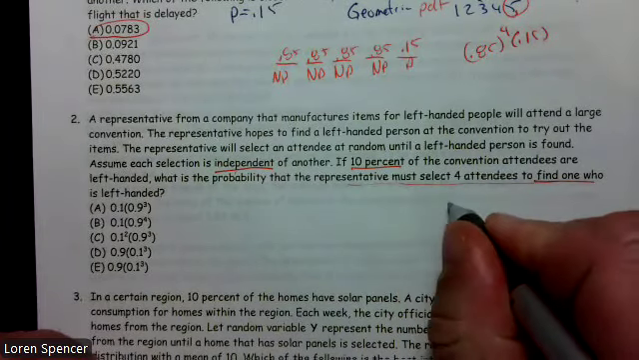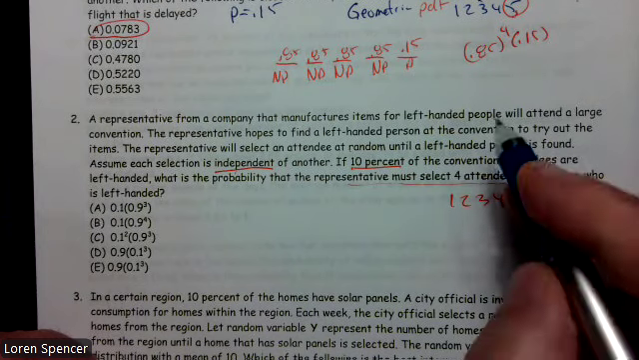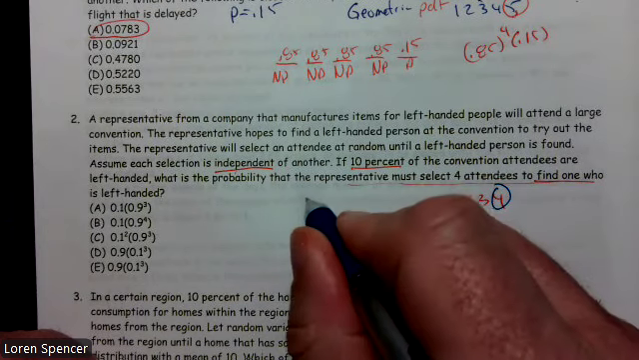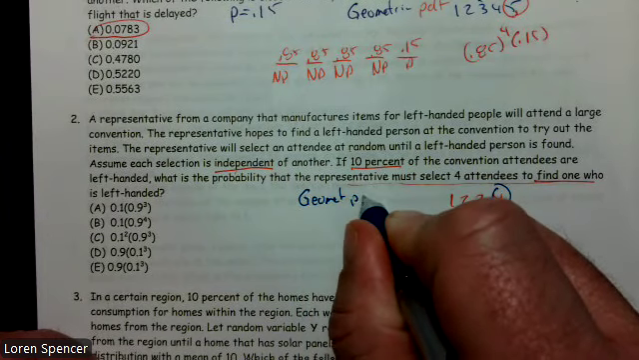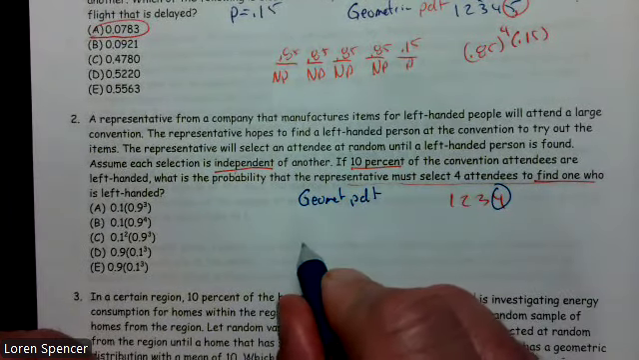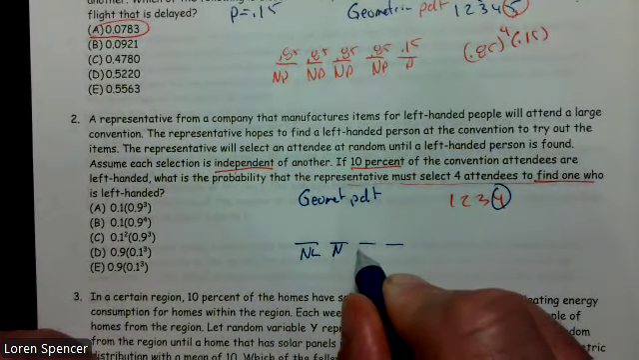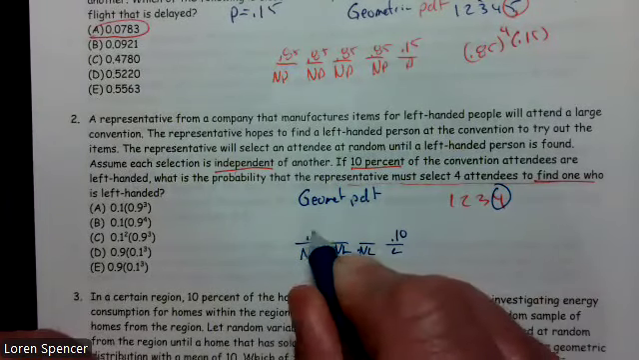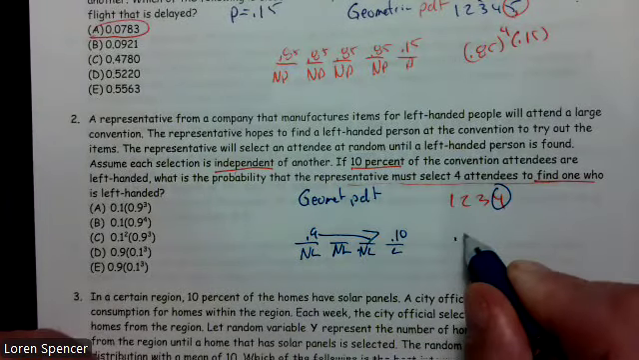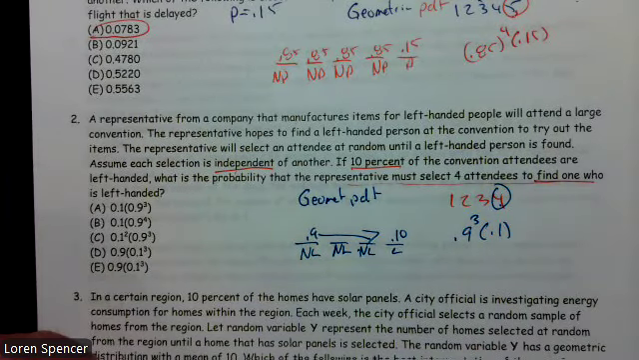In other words, we're going to go 1, 2, 3, 4. This will be the first one, so this makes this a geometric PDF. Not left, not left, not left, and this one is left. This is 10%, this will be 0.9. So this is essentially going to be 0.9 to the 4 minus 1, or 3, times 0.1.